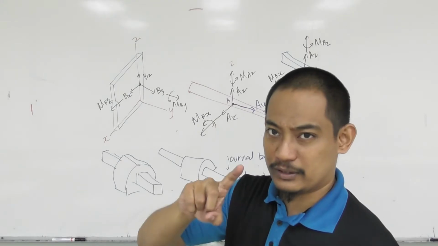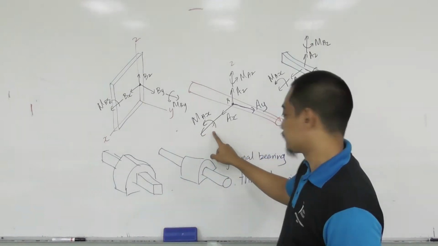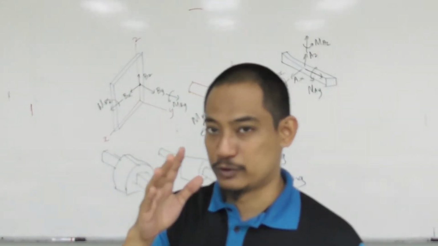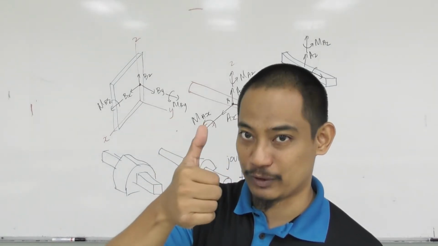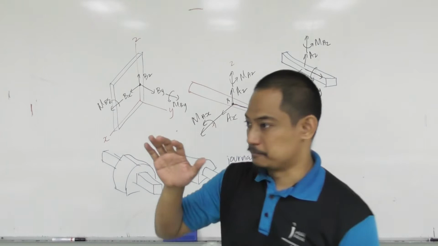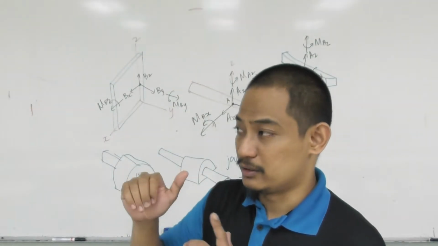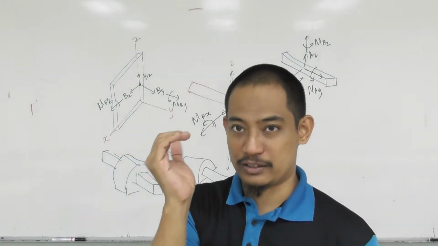Now, before I forget, there's one point that I should make. If you notice how we draw the moment, you have to draw both the thumb and your fingers, if you understand what I mean. Because in the right hand rule, in terms of the understanding of moment, we have discussed this before, this is actually the rotation, right?